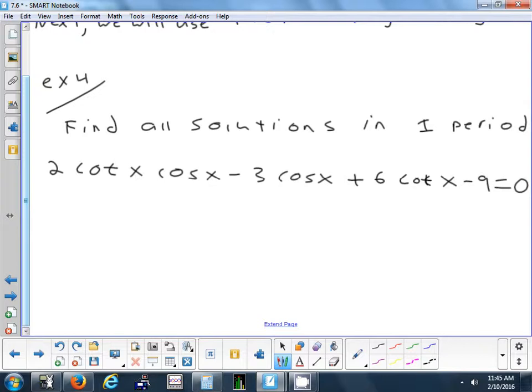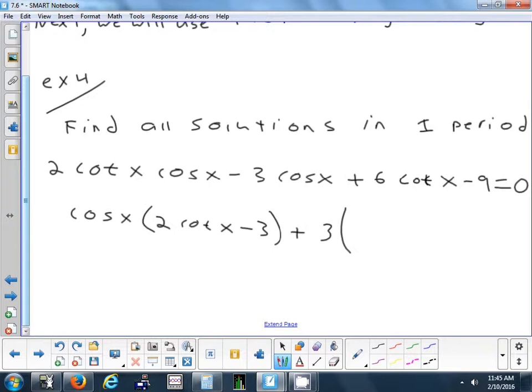They don't have a lot in common, just one thing. Cosine. They have cosine in common, but that's it. If you factor it out of the first term, you're left with 2 cotangent. If you factor it out of the second term, you're left with minus 3 plus 6 cotangent. What could you factor out here? 3. I think that's it.